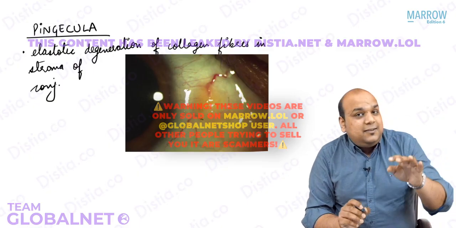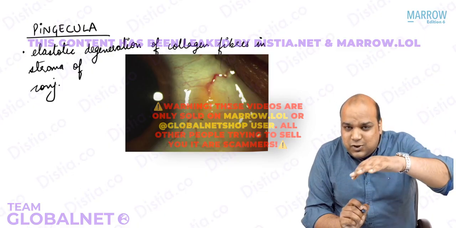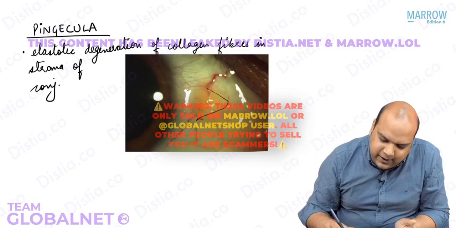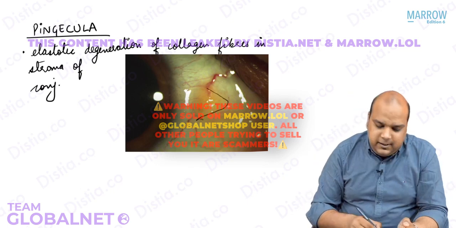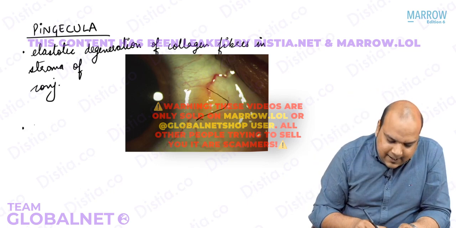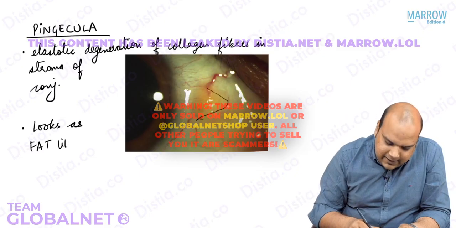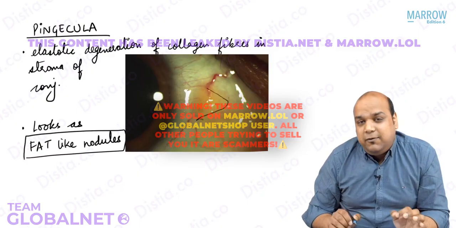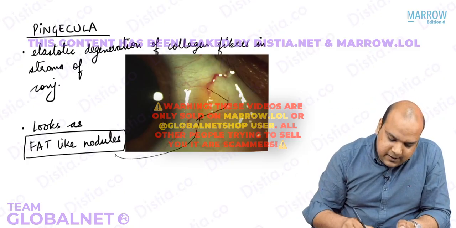Okay? It is nothing like pterygium. There is no growth of the conjunctival tissue over the cornea. It just looks like that because it is also kind of triangular, even though I will say it's a reverse triangle. But if we look closely at it, everybody, we will see that it presents as fat-like nodules, yellowish in color. Am I clear to everybody? There is no fat deposition. It is elastotic degeneration, but that is the appearance it gives.